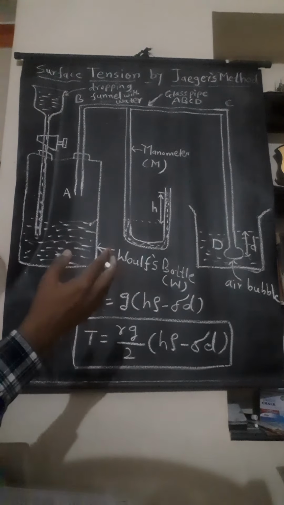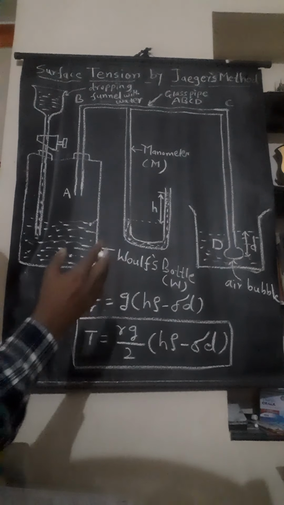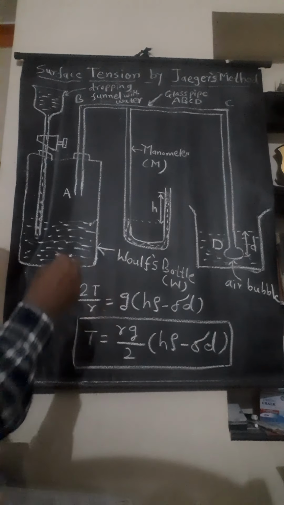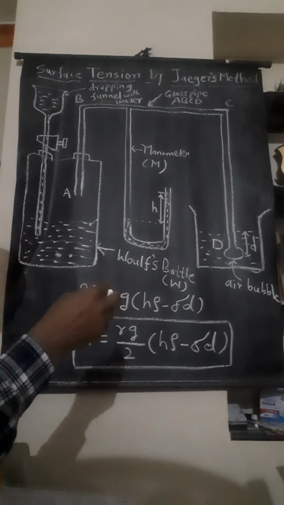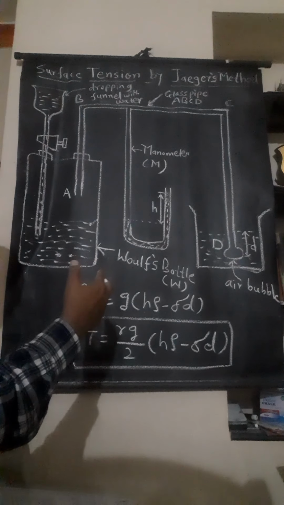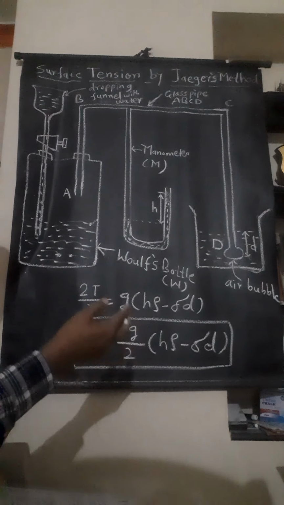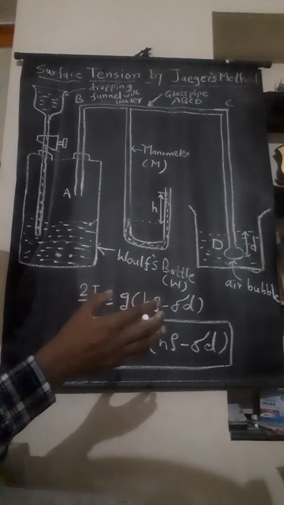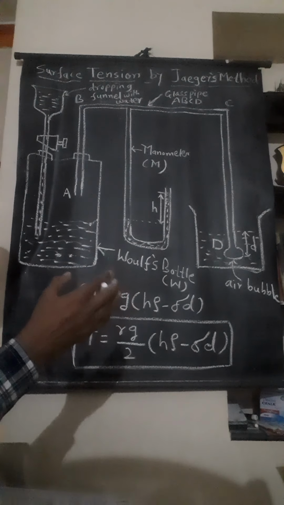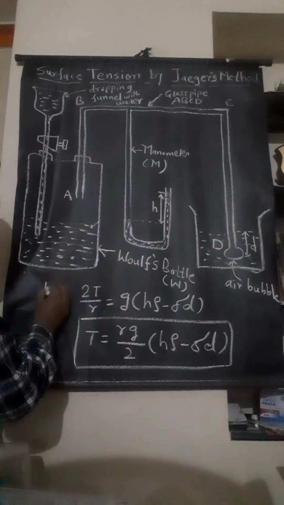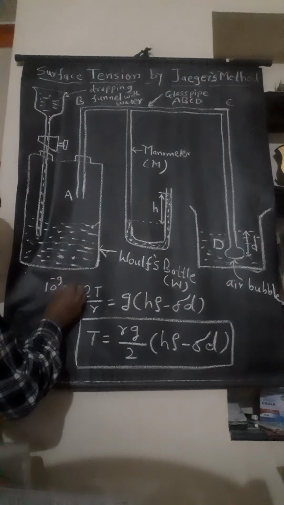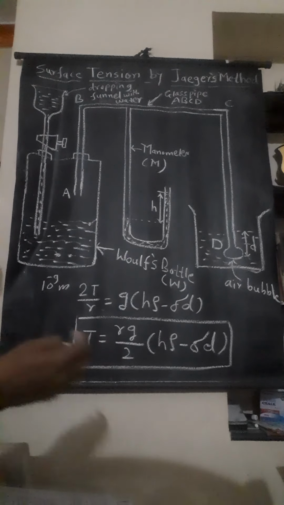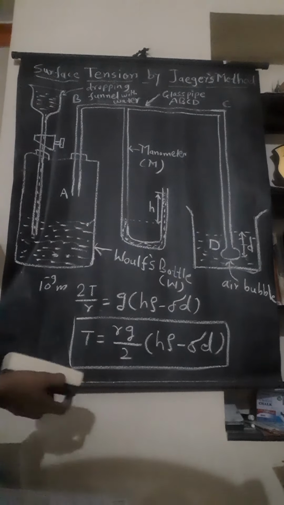Another term related to surface tension is the molecular range. It means the maximum distance up to which the force of cohesion between two molecules can act. In the case of solids and liquids, the molecular range is about 10 raised to minus 9 meter.